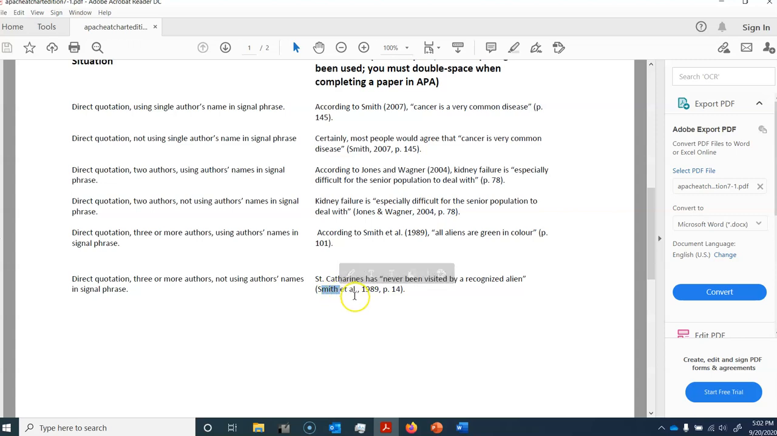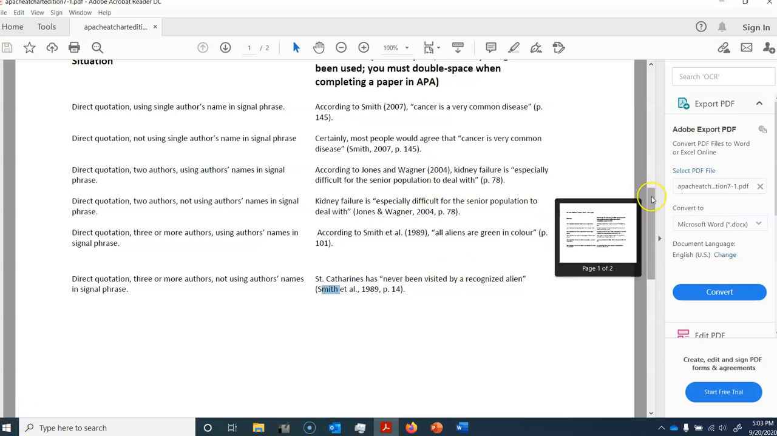So et al., period, comma, year of publication, comma, p., page number, close the bracket, period. This particular part of the chart covers everything you're going to do when you're direct quoting. You need to know again how many authors you have and whether or not you're going to use those author names in your sentence or not.